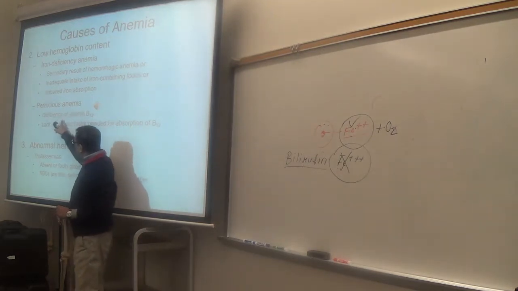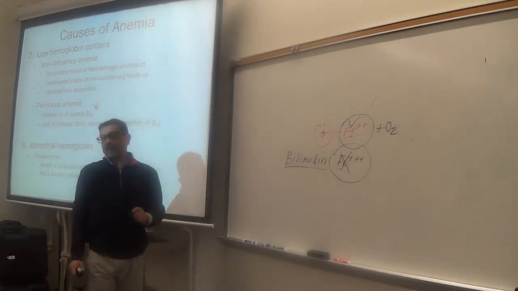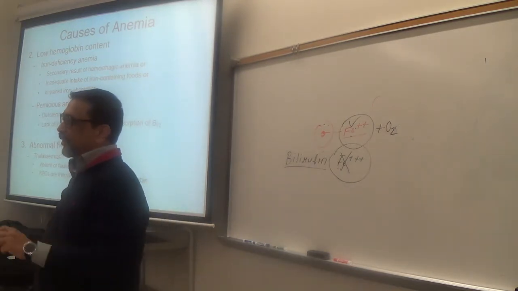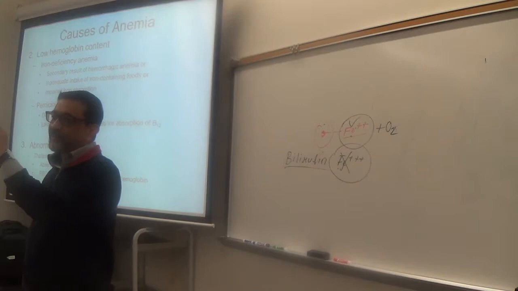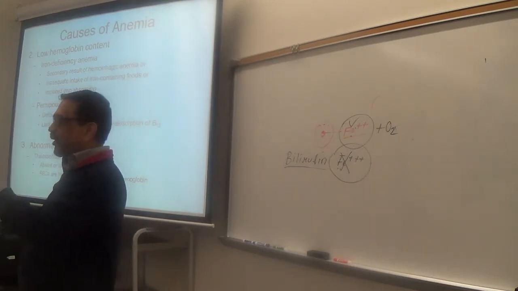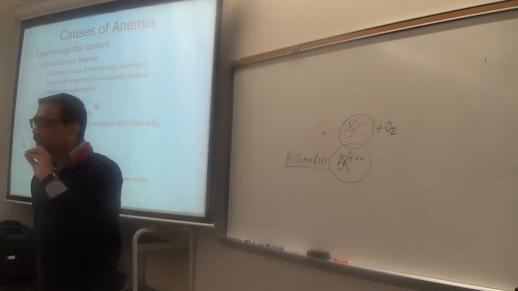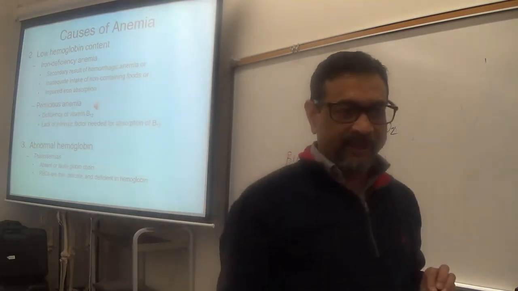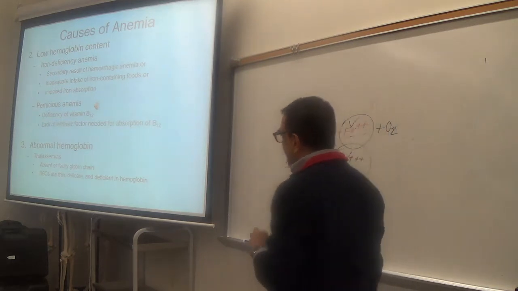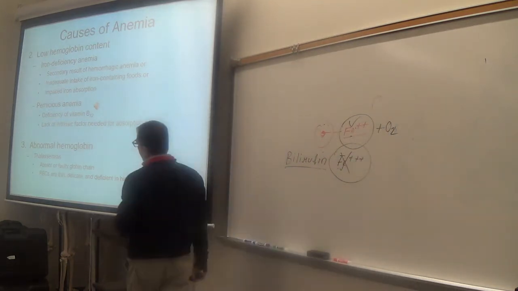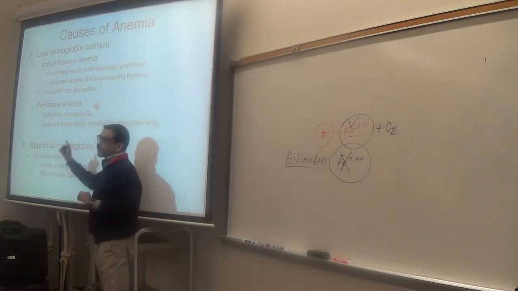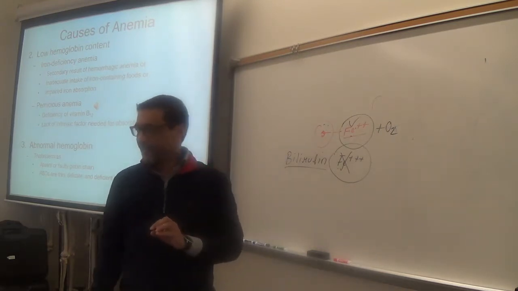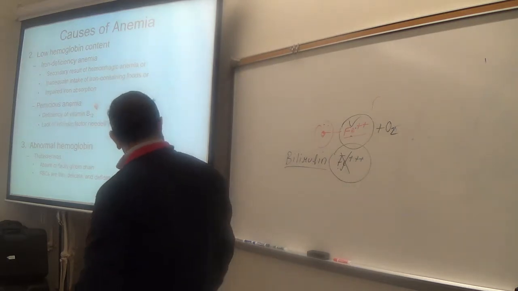Pernicious anemia. In this type of anemia, also the amount of hemoglobin is less because the synthesis is less. Why? Because vitamin B12 is essential for hemoglobin synthesis. And if someone's body has a deficiency of vitamin B12, that will also cause a decreased amount of hemoglobin in the red blood cell. So now you've got two things.